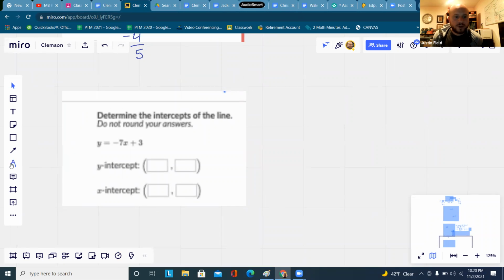So do you remember where the 0 goes for the y-intercept? It goes first and the x-intercept second.